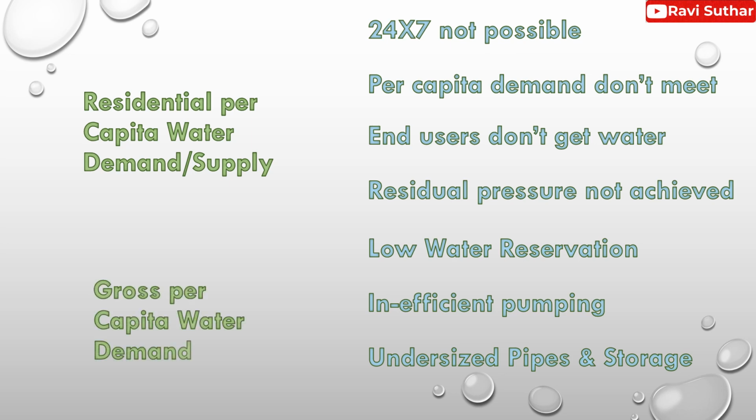Therefore, gross per capita water demand is the only way to design an adequate water supply system to achieve all the parameters required and satisfy a city and town's needs in totality. Therefore, residential per capita should be avoided and the gross per capita water demand should be taken to design any water supply system of a town.